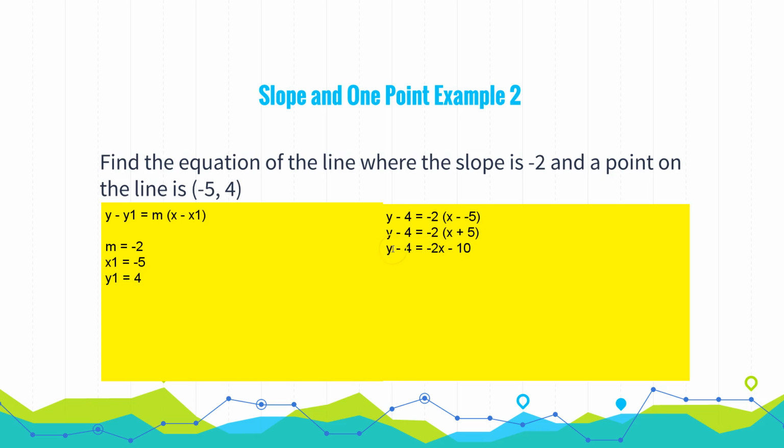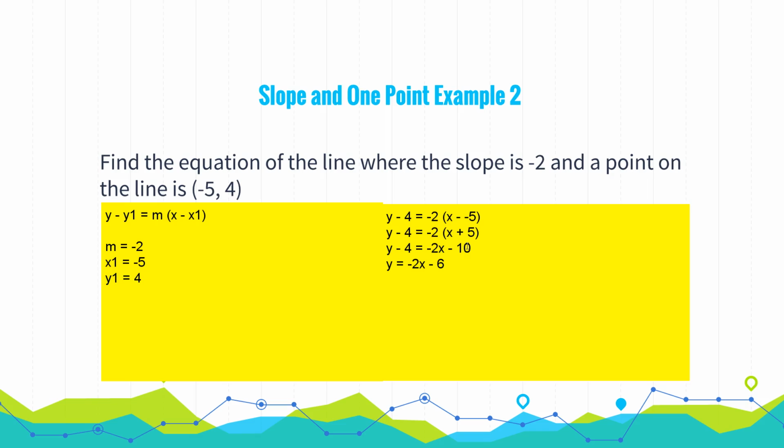Now we can get y by itself. We want to get rid of this -4. So to do that, we're going to add 4 to both sides. And remember, since it's a constant, it needs to be combined with the constant. So we're going to add 4 to both sides, which removes it from the left-hand side. The -2x stays the same. Now you got to think, what is -10 plus 4, which should get you -6. And this would be your equation.